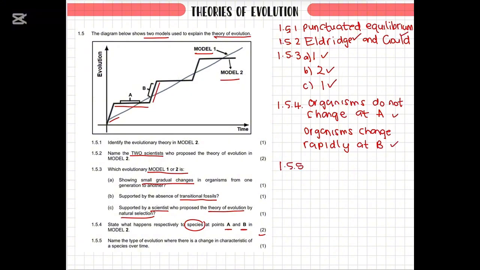Now the last question, you name the type of evolution where there is a change in characteristics of species over time. In part 1 of the series, we spoke about biological evolution. And that is the end of this video.